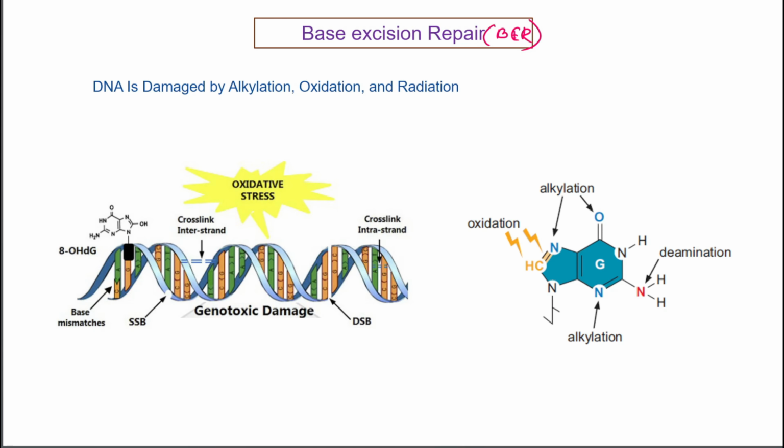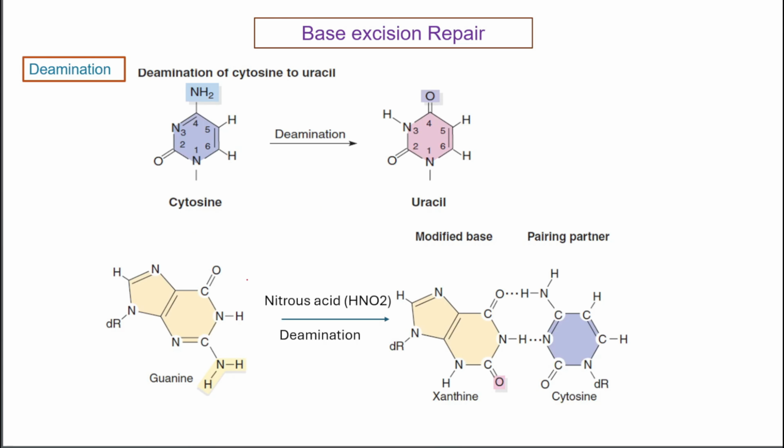Here, by the deamination process, cytosine is converted into uracil. Deamination means removal of an amino group. Here, the amino group at the 4 position is removed by the deamination process. Normally uracil is not present in DNA. Normal cytosine pairs with guanine, but after deamination of cytosine, uracil binds with adenine, which causes mutation.